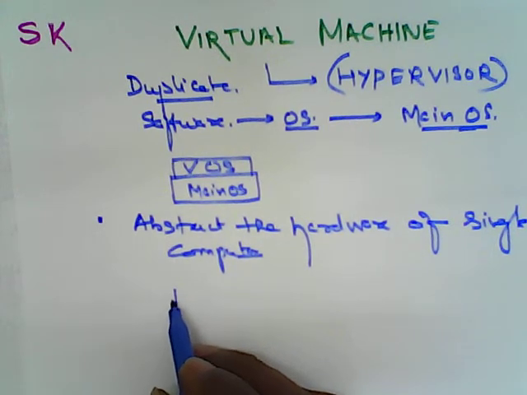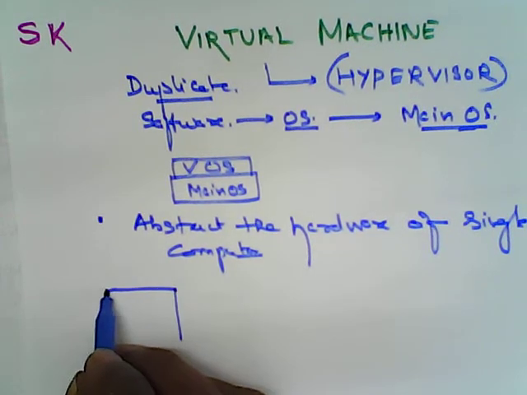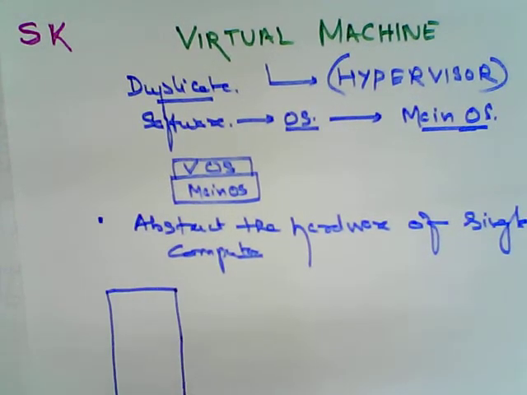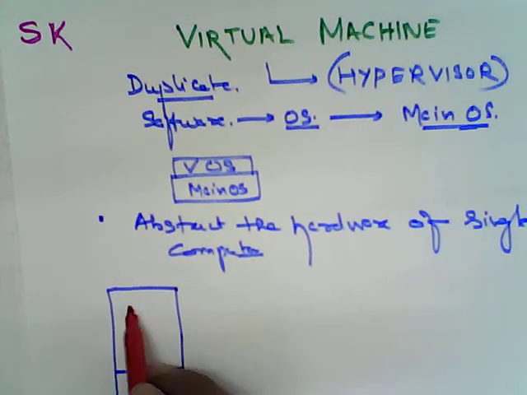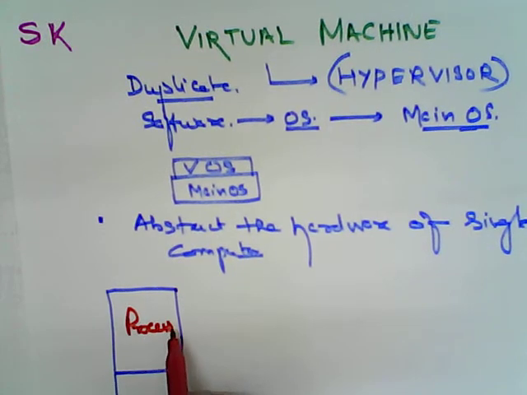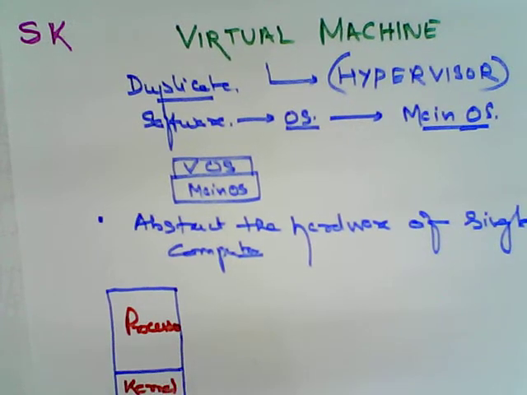For easy understanding, let me draw the pictorial view of the virtual machines. Let us take a particular CPU. If I divide this particular CPU into two parts, then in the partitions made by the two sections we will be seeing three layers. The upper one we put as processors, and this is kernel, and this is hardware.